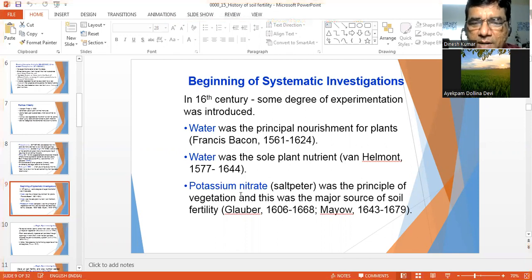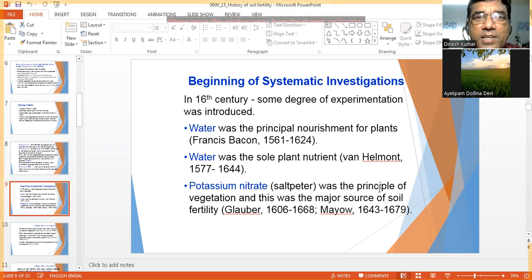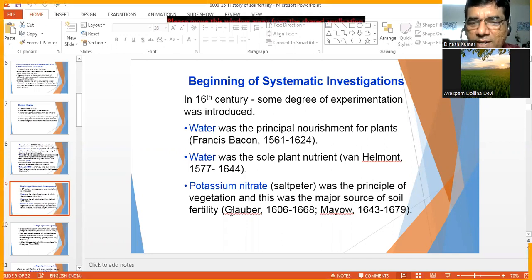Then saltpeter, potassium nitrate, was the principal. Principal here means the intrinsic part, the internal part of vegetation, and this was the major source of soil fertility. So some idea came from Glauber and Mayow that potassium nitrate is important. It is in the soil, and it is an important part of the vegetation.